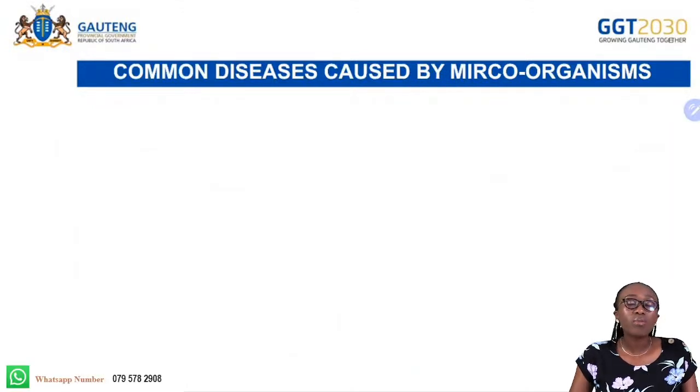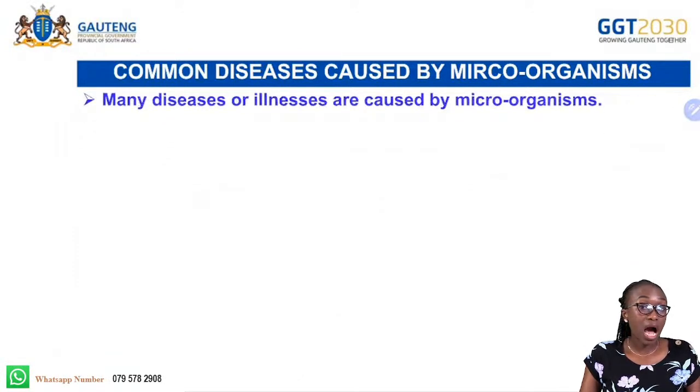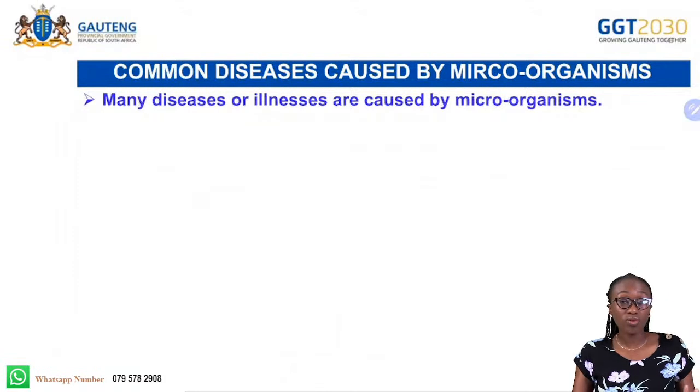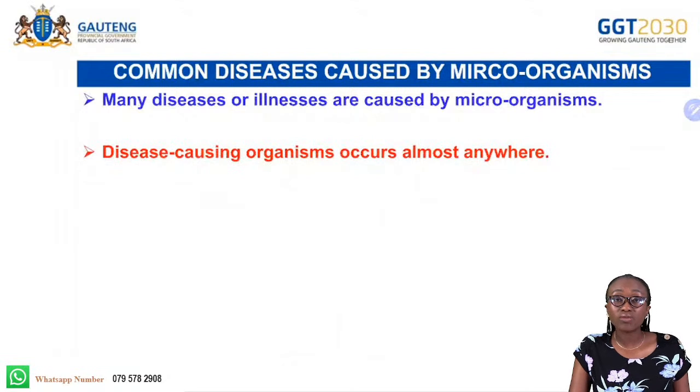Now, what are the common diseases that are caused by these microorganisms? So we've learned how they can spread or how they can invade the body of an unsuspecting host. So what are some of these common diseases that are caused by microorganisms? Right. So we know most diseases and illnesses are caused by microorganisms. We just went through COVID-19.